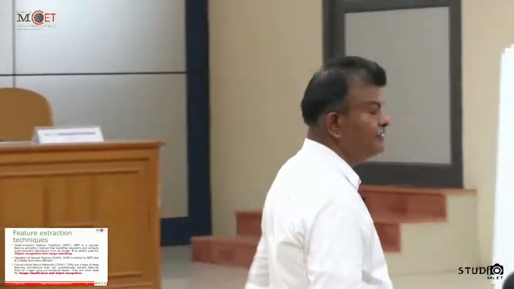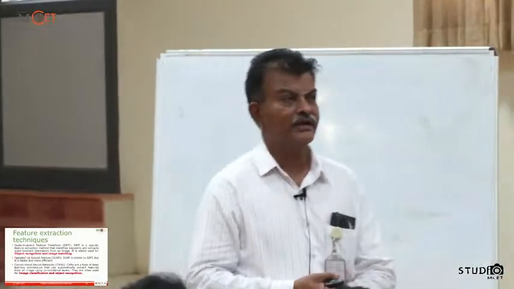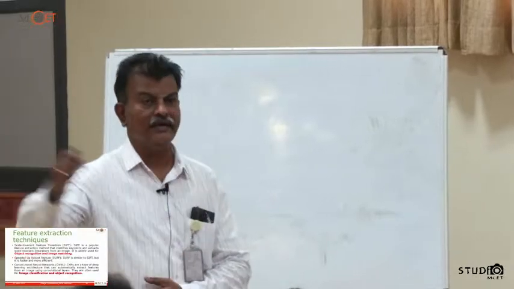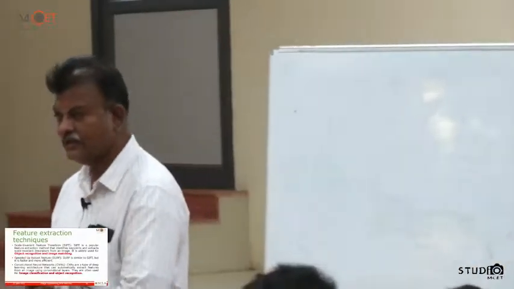I'll come to the last one. Of course, CNN, an automated version of feature extraction. There are multiple layers available. We are talking about the convolution layer and the pooling layer. Normally we go for either max pooling or average pooling. After that, we will be having further layers.